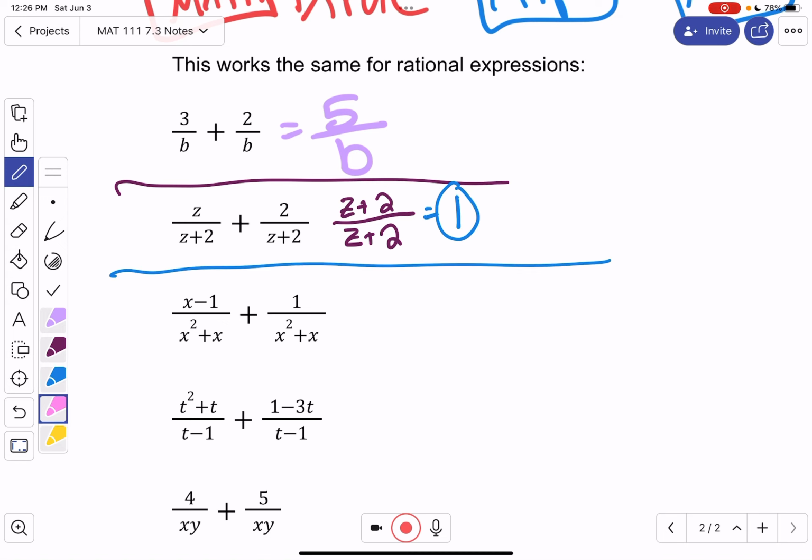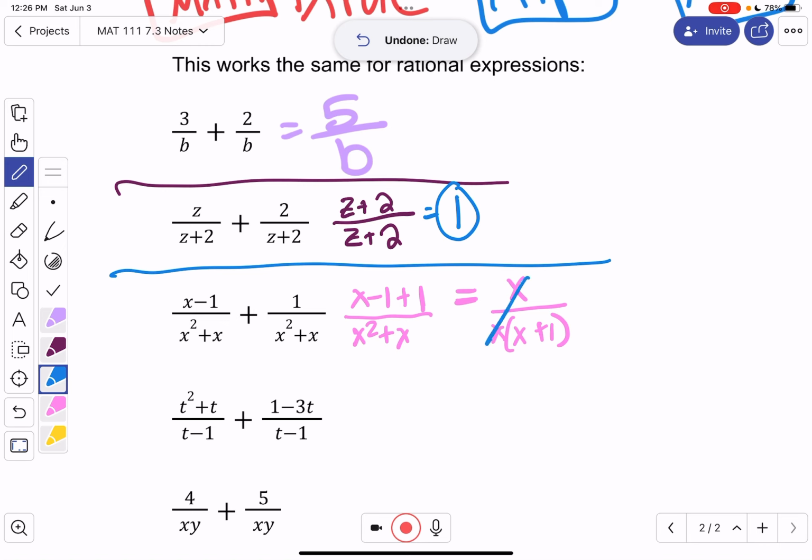Here, we're going to combine the top. So x minus 1 plus 1. Then if I combine like terms, -1 plus 1 is 0, so it's just x. On the bottom, we'd have x squared plus x. Take out the greatest common factor of x. We'd be left with x times x plus 1. Then those x's are going to cancel, so we're left with 1 over x plus 1.